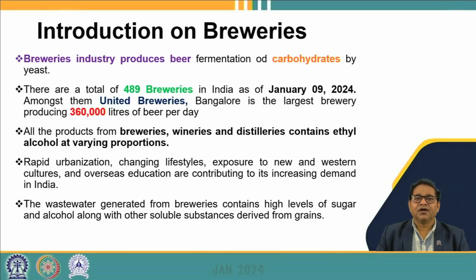The wastewater generated from the brewery, if we see its composition, mainly contains high levels of sugar and alcohol along with other soluble organic and inorganic substances which are derived especially from the raw material, like the type of grains we are using for brewing and producing the beer.